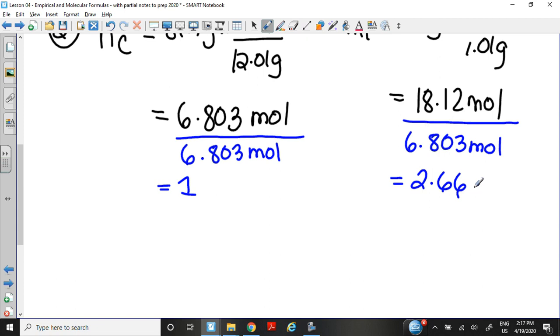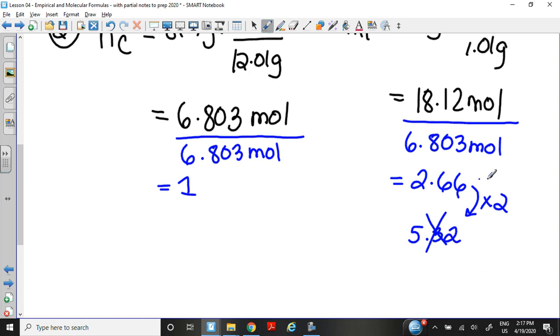What happens if I multiply this number by 1? Does it change anything? No, it would still be the same. So I'm not going to multiply by 1. What if I multiply this by 2? 2.66 times 2 would give me 5.32. That also doesn't work because that's not really close to a whole number. So let's try it again.